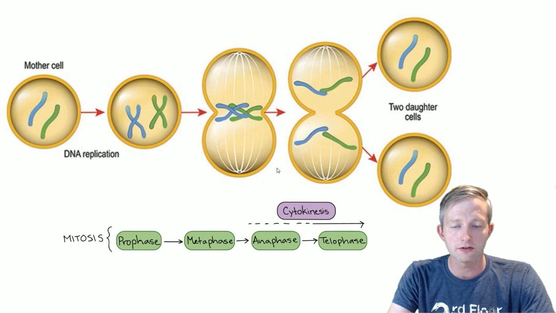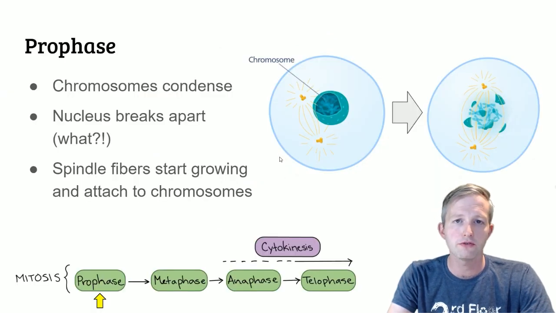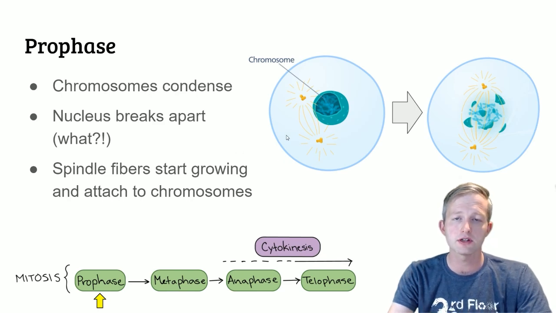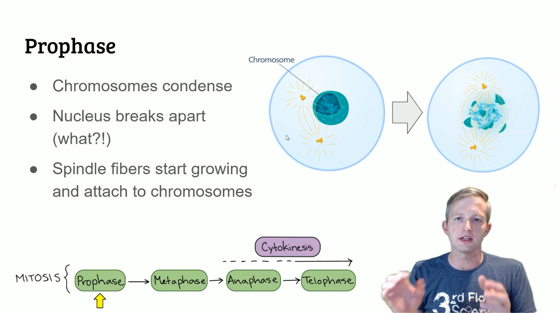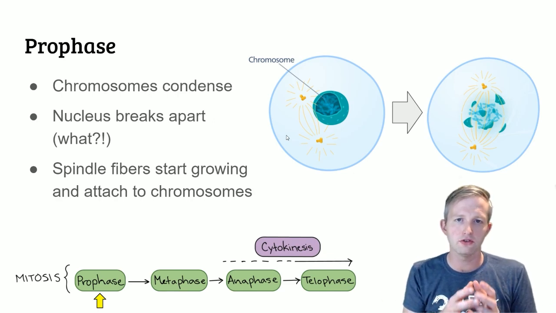Mitosis is split into four primary phases that we're going to go through. The first one is called prophase. Now the process of prophase involves first the DNA in the nucleus actually condenses down into chromosomes.